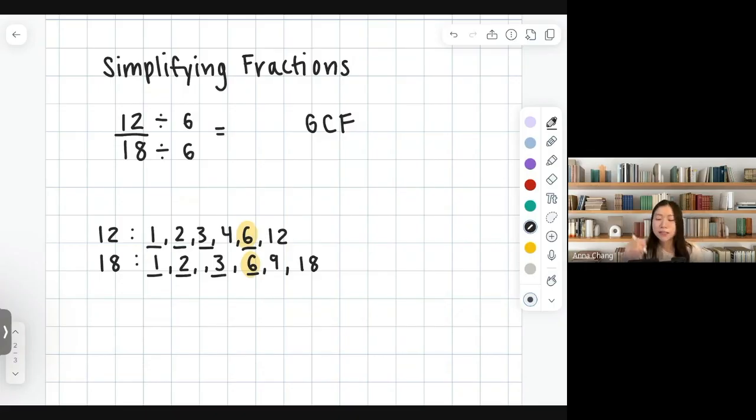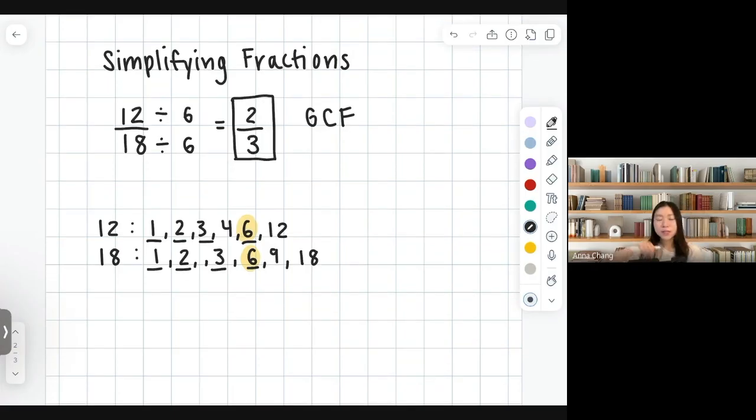12 divided by 6 is 2. 18 divided by 6 is 3. This is our simplified fraction. Please remember that simplifying fractions, just like writing equivalent fractions, doesn't change any of the values. We're simply writing the same fraction in different ways.